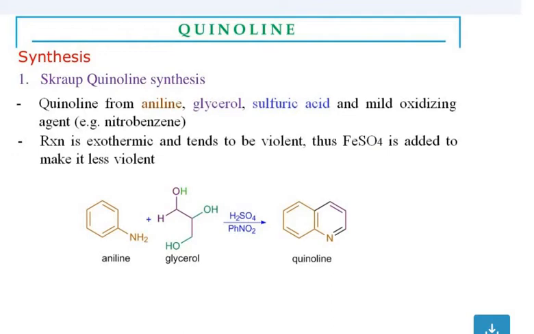Look at the structures: aniline and glycerol. Then you see the arrow, with sulfuric acid above the arrow and nitrobenzene below the arrow. Then comes the formation of your product, which is your requirement, quinoline.